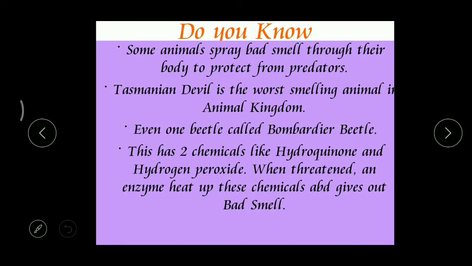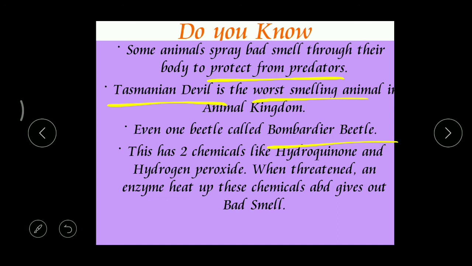Do you know? Some animals give a very, very bad smell from their body. Actually, why? To protect themselves from predators. Okay, and a good example for that is the Tasmanian devil. The Tasmanian devil is the worst smelling animal. Worst means very, very bad smell, right? And even there is one beetle, we call it a bombardier beetle. Correct. So these two produce a very, very bad smell.